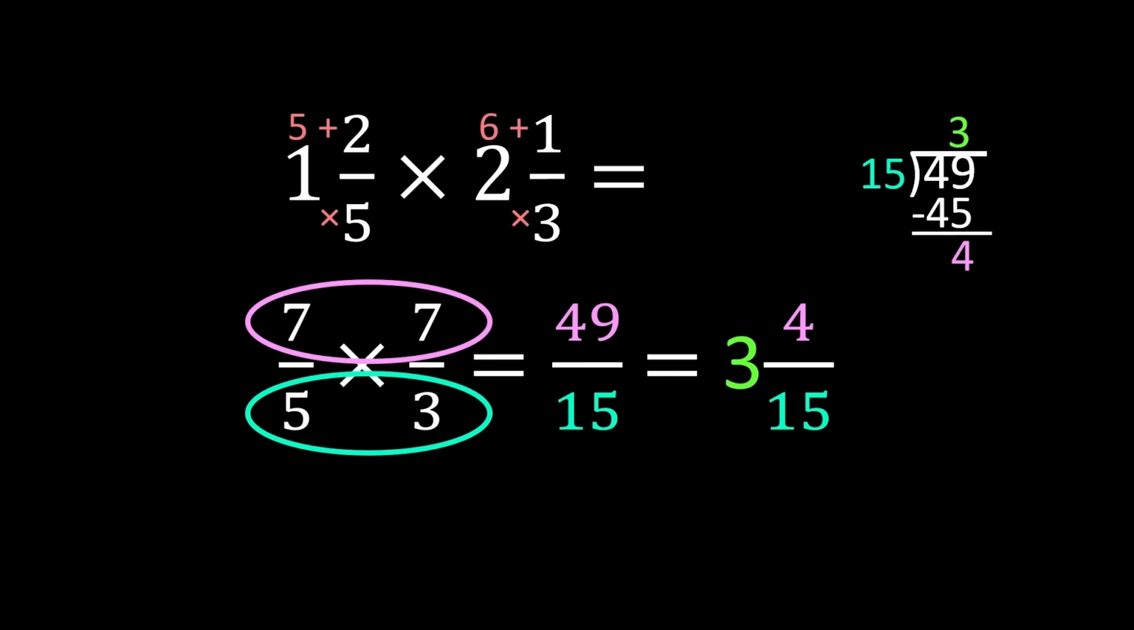So now we have 3 and 4/15. We need to ask ourselves, can we simplify 4/15? 4 and 15 don't share any common factors, so 4/15 is in its simplest form. 1 and 2/5 times 2 and 1/3 is equal to 3 and 4/15.